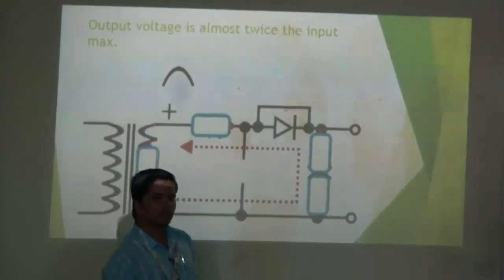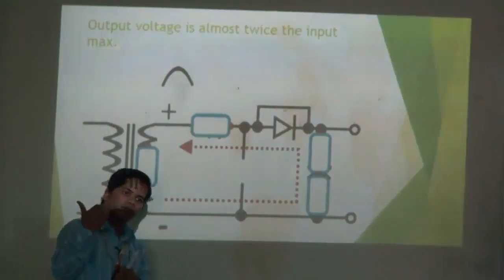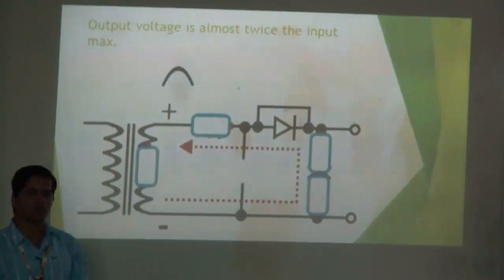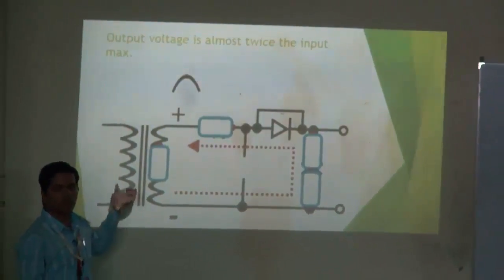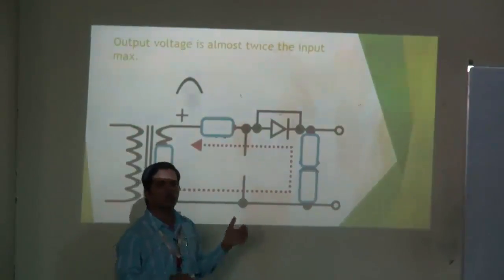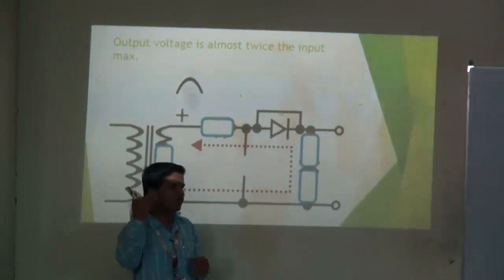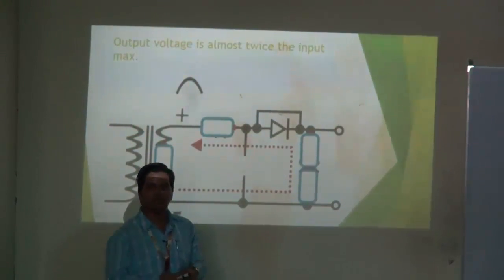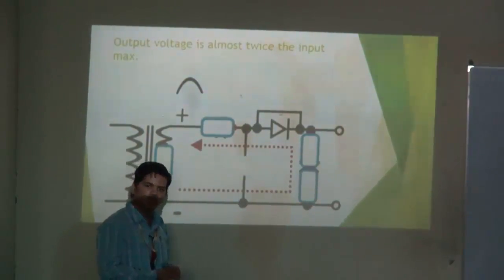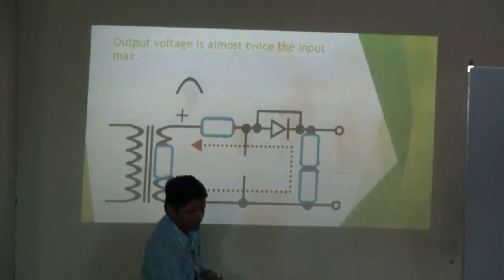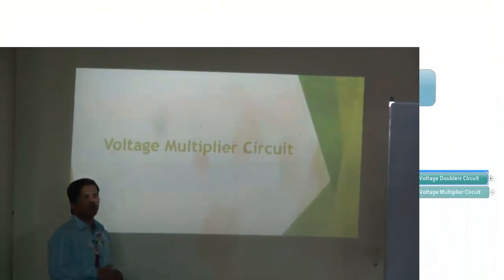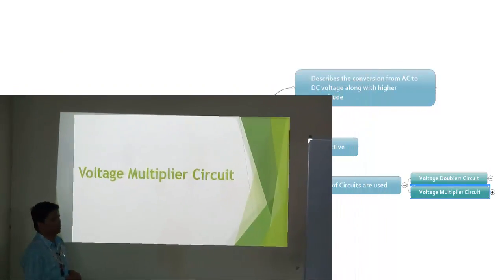But whenever we want something more than the double value, suppose an n multiple, suppose we are giving here 100 volt, Vmax is 100 volt, and we want suppose 300, 400, 500, 600, then how will you manage that, how will you generate that high DC voltage? We will just see that. And this can be explained through the voltage multiplier circuit.